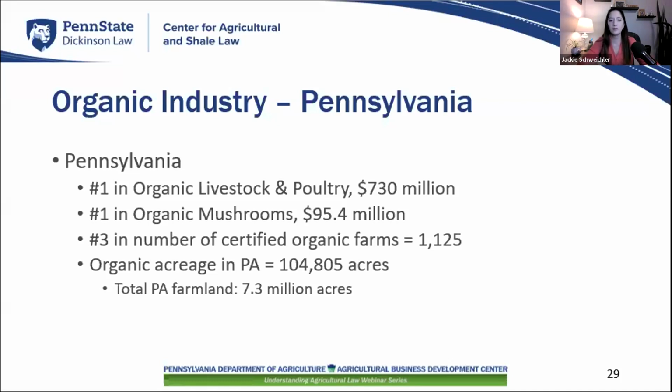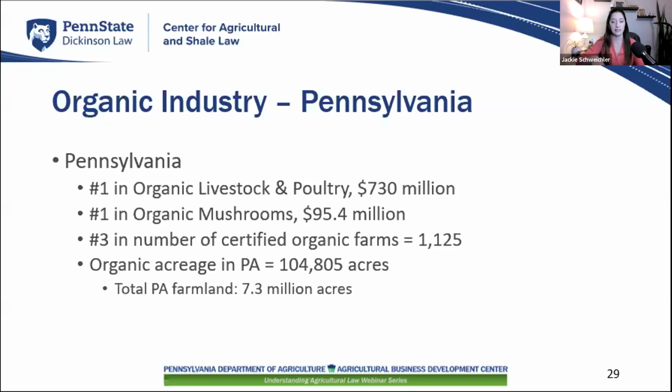And then the last point on this slide is the total number of certified organic farms for Pennsylvania, which is 1,125. There are only 3 states with more than 1,000 certified organic farms. Pennsylvania ranks at number 3, behind Wisconsin and New York. Please also note that the total number of acres of organic farmland in Pennsylvania is 104,805. So it's over 100,000 acres of organic farmland.